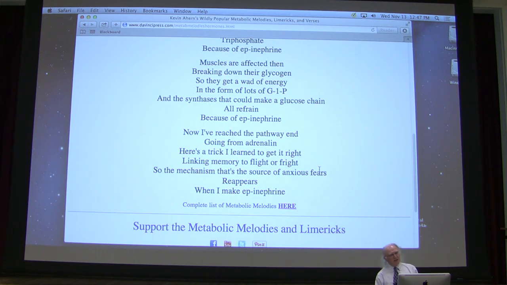Now I've reached the pathway in, going from adrenaline. Here's a trick I learned to get it right, linking memory to flight or fright. So the mechanism that's the source of anxious fears reappears when I make epinephrine.